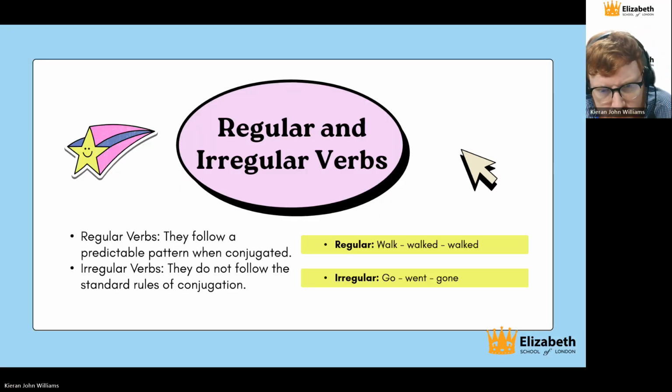Okay. But also remember that some verbs are regular and some are irregular. If they are regular, that means that they take ed, ied, or d as the past form of the verb. They are irregular if they follow a different pattern. So if it is ed, then it is regular. If it is not, then it is irregular.